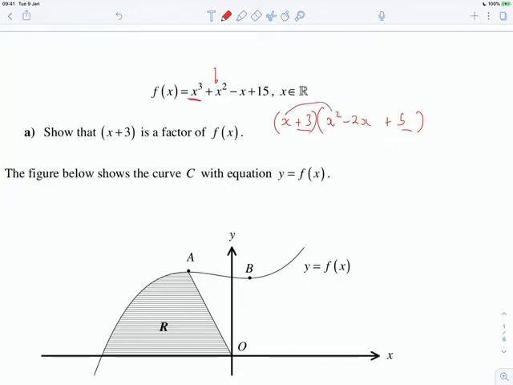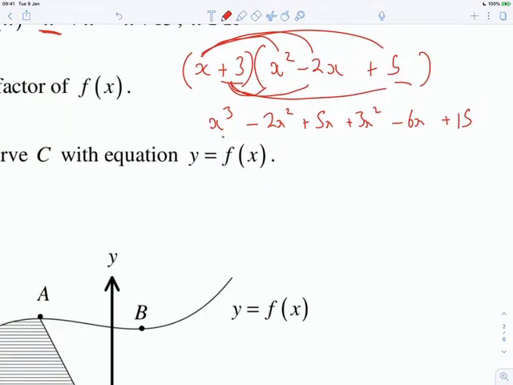And now, if I stand back and have a look to see whether that works or not, I'm going to have x times x squared, which is x cubed, x times minus 2x, which is minus 2x squared, and an x times plus 5, which is plus 5x. Then 3 times x squared is plus 3x squared, 3 times minus 2, which is minus 6x, and 3 times plus 5, which is plus 15. There's 1x cubed, so that's fine. There's minus 2x squared plus 3x squared, so there's a plus an x squared.